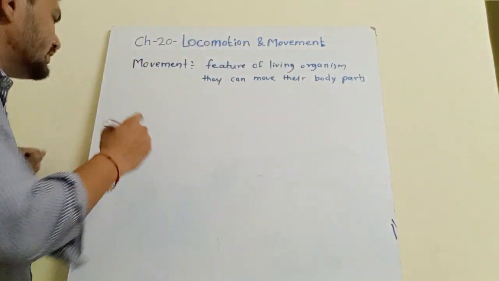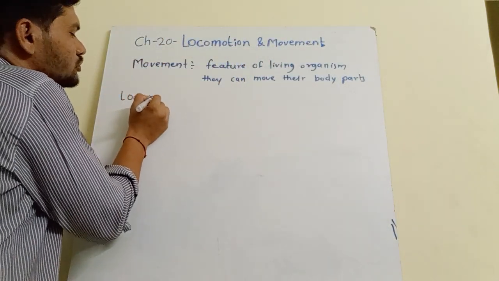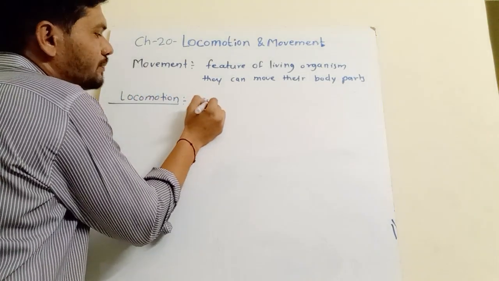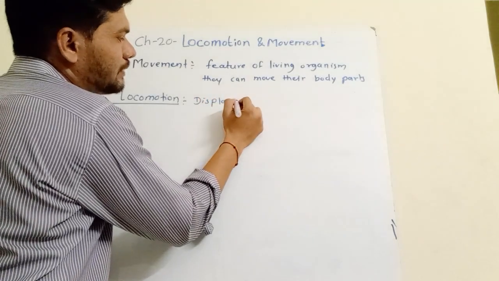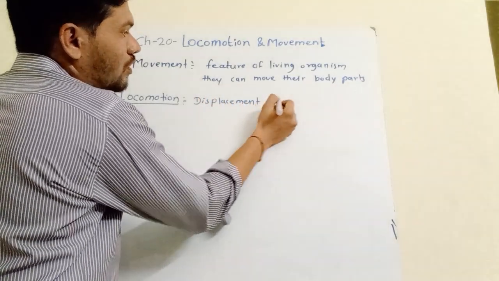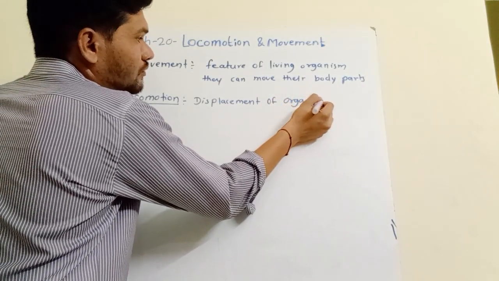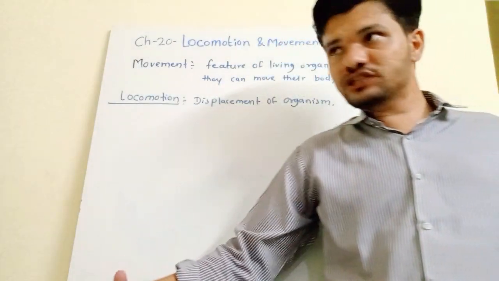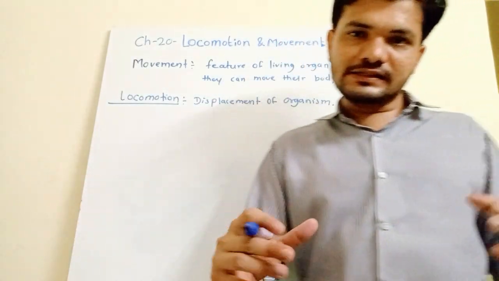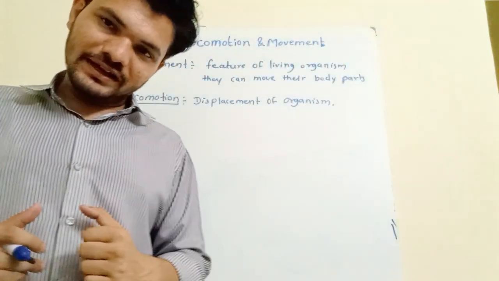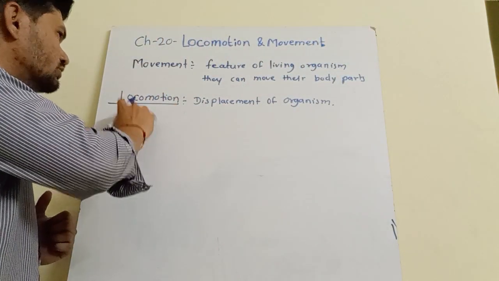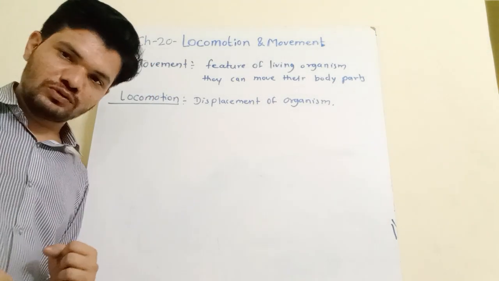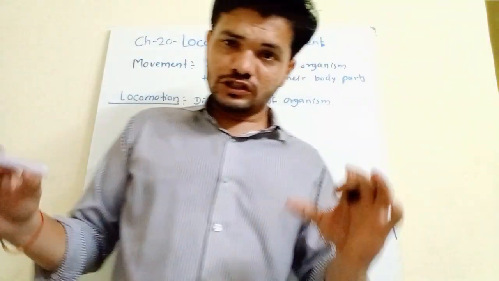Okay, but what is locomotion? Locomotion is something else. Locomotion means it is the displacement of organism from one place to another place. I am doing movement like this, and if I am changing my location, I am changing my locus. That is, I am doing locomotion. Okay, so you have to remember one thing: all locomotion is movement, but all movements are not locomotion. So this is the locomotion and movement.